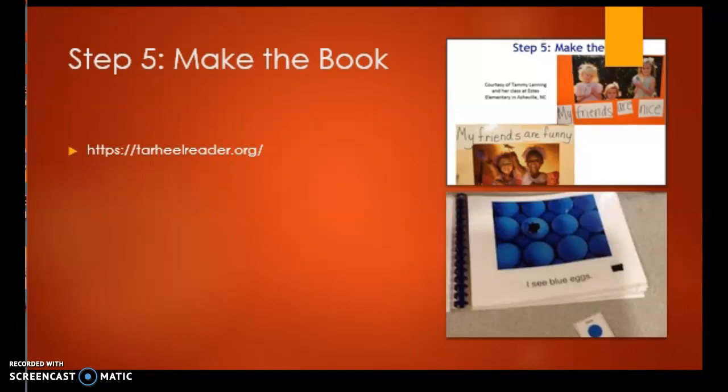So that is predictable chart writing. I hope you enjoyed learning about it, and I hope it can be a useful tool for your classroom.